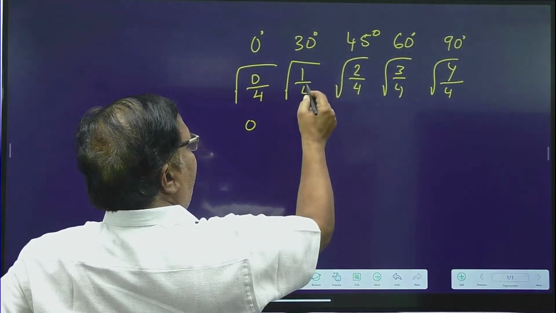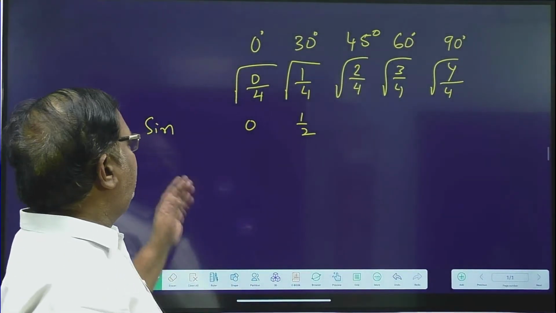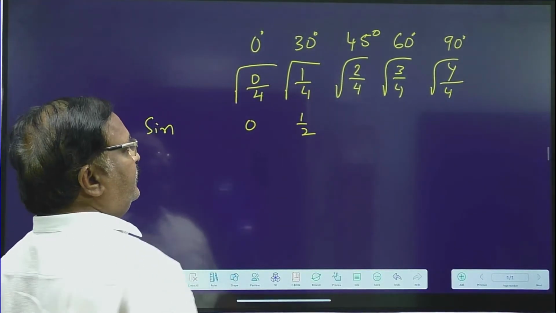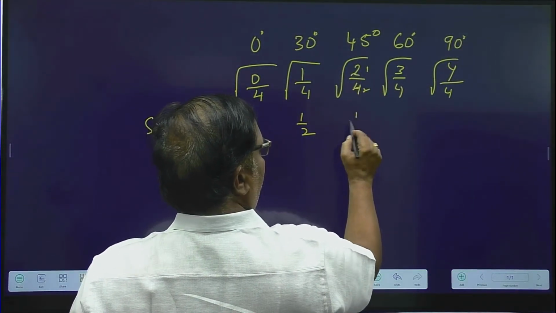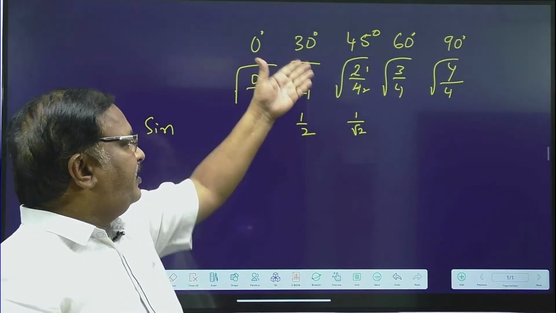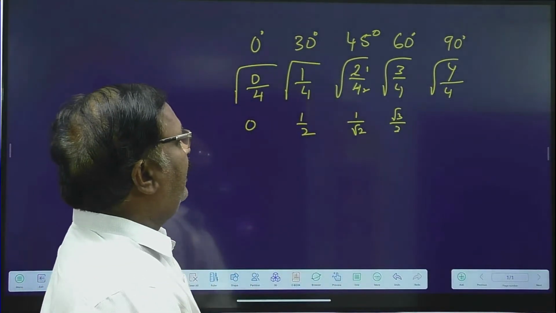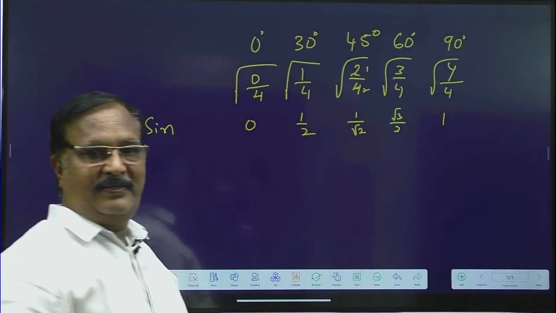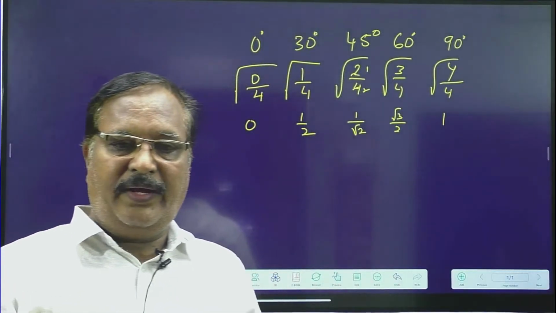The value of sine 30: 1 by 4, the square root is 1 upon 2. So sine 30 degrees is equal to half. Now 2 by 4 is half, which gives 1 upon square root of 2. This is sine 45. Root 3 by 2 is sine 60, and 4 gets cancelled. Square root of 1 is 1. To remember the values, this is one of the easiest ways.